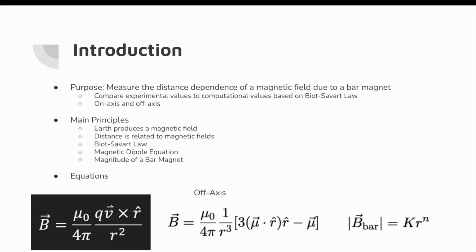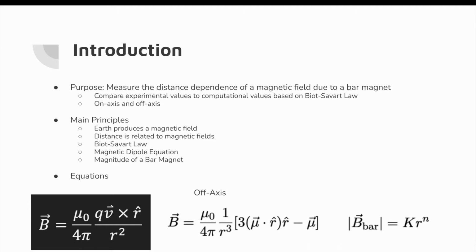Some of the main principles we're going to end up using is the fact that the Earth produces a magnetic field. In the process of setting up the experiment, we have to ensure that the magnetic field produced by the bar magnet is in line with the Earth. We're also going to show that distance is related to magnetic fields. We're using the Biot-Savart law, which is seen on the bottom of the page. We're going to use the magnetic dipole equation and the magnitude of a bar magnet.